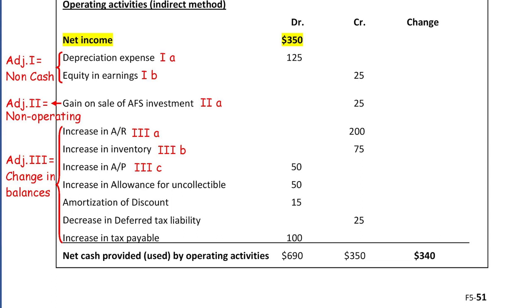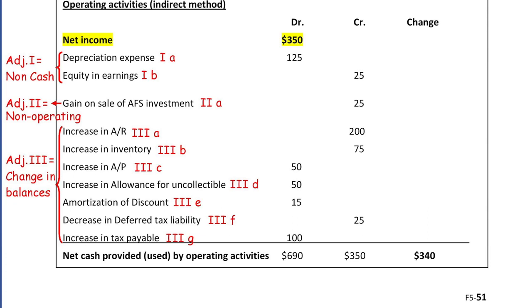Increase in allowance for uncollectible, right? 3D, that was a credit on the T account, debit here. Amortization of discount, right? 3E, that was a credit on the T account, debit here. Decrease in deferred tax liability, right? 3F, that was a debit on the T account, hence a credit here. Increase in tax payable, right? 3G. So 3G was a credit on the T account and it's a debit on the operating activity section of the cash flow statement.